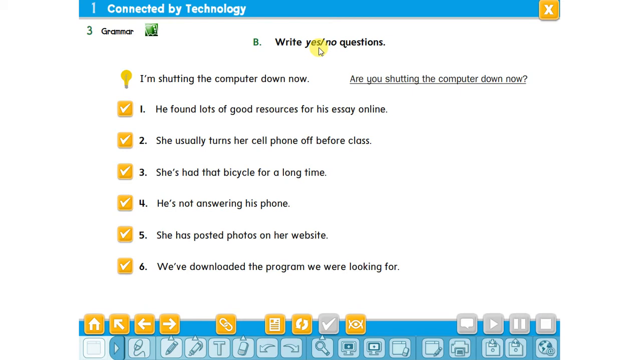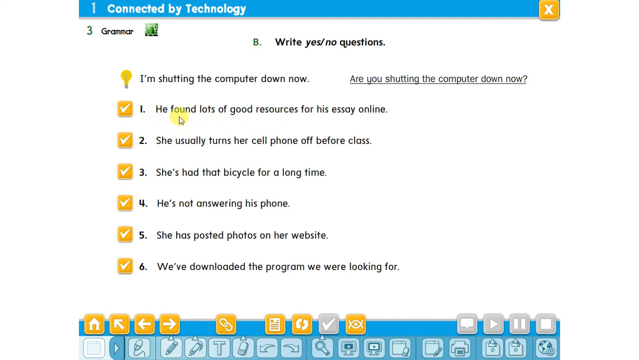If you don't have an auxiliary verb, you use what? Do, or does, or did, according to the verb. Here, for example, he found lots of good resources for his essay online. As you see here, you don't have an auxiliary verb, so you are going to use do, or does, or did. Do for verb 1, does for verb 1 plus s, did for verb 2.